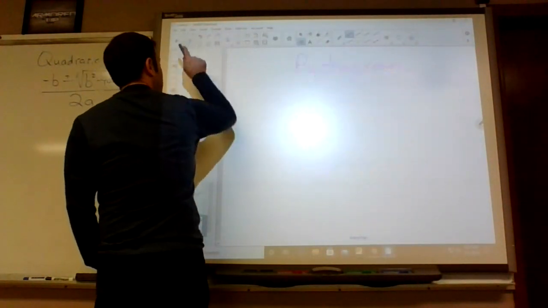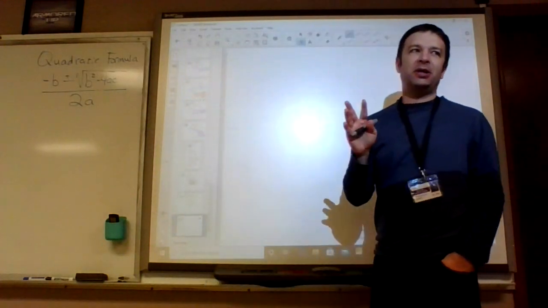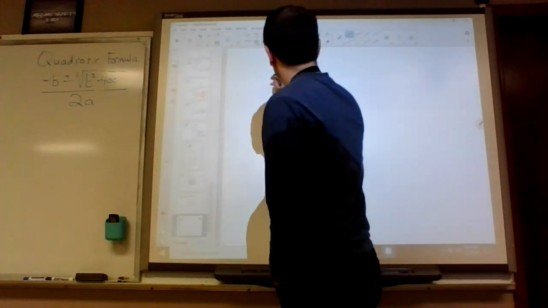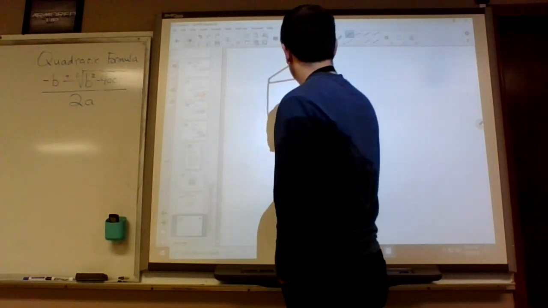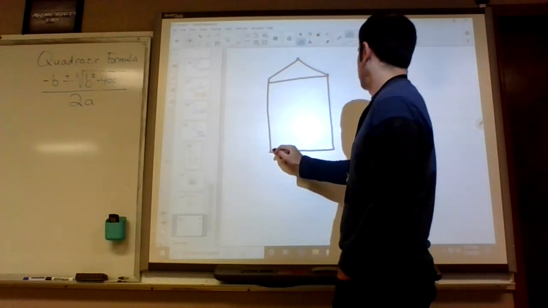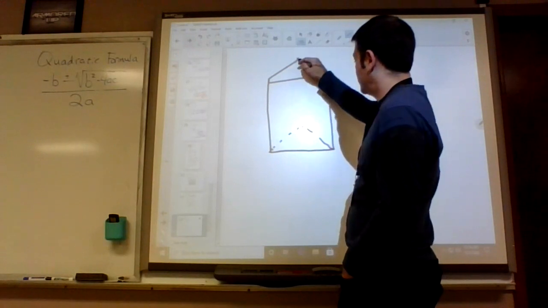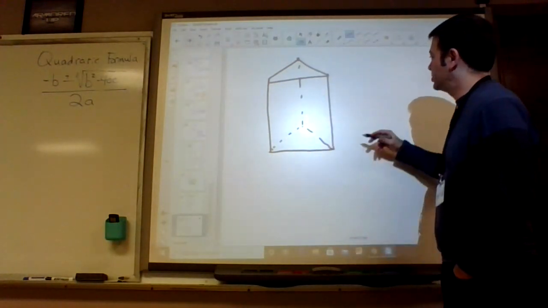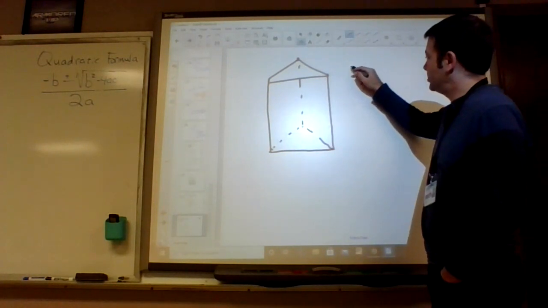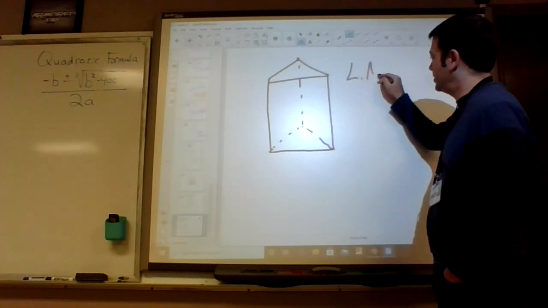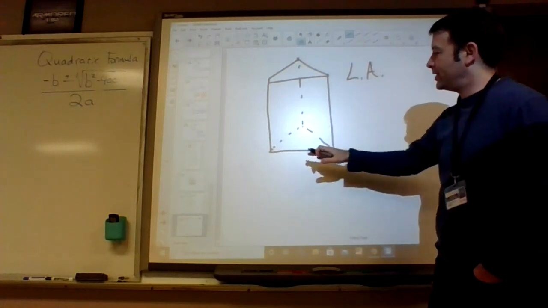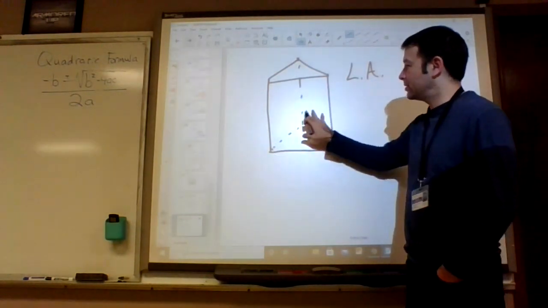Okay, then this week we did 3 surface area assignments. One of them was prisms, like a triangular prism. We split up into lateral area and total surface area. How did we find the lateral area in the middle here?